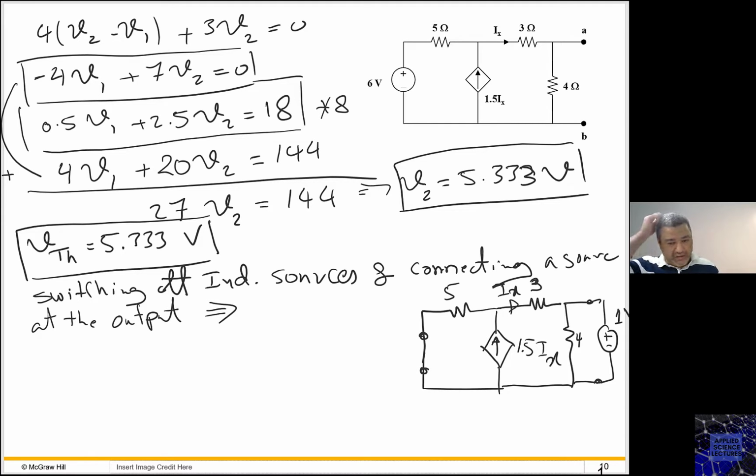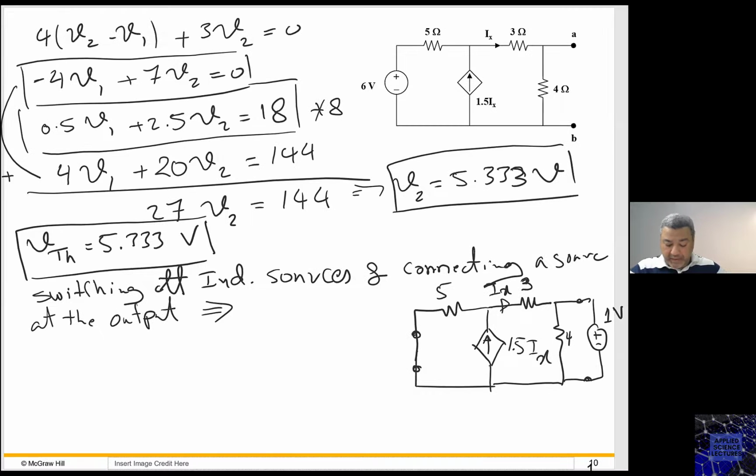Okay, I stopped there. I did not continue. I did not solve V1 because I'm interested in V Thevenin, so I can stop at V2. Now here, I added this source at the output, and it switched off the independent sources in the circuit. And I decided this voltage source to be 1 volt. Now, what do I need to do? I need now to calculate the current that will be withdrawn from this source. I'm calling it I naught.